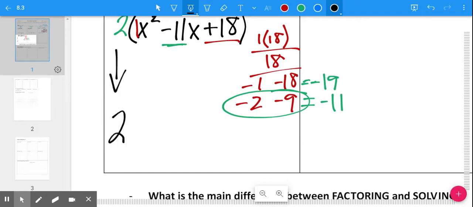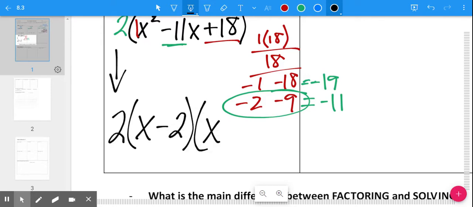So based on that, don't forget to bring down your 2. We have an a value of 1, so we can just set up our binomials. X minus 2, x minus 9, straight from your factors, 2 and 9. Negative 2, negative 9.